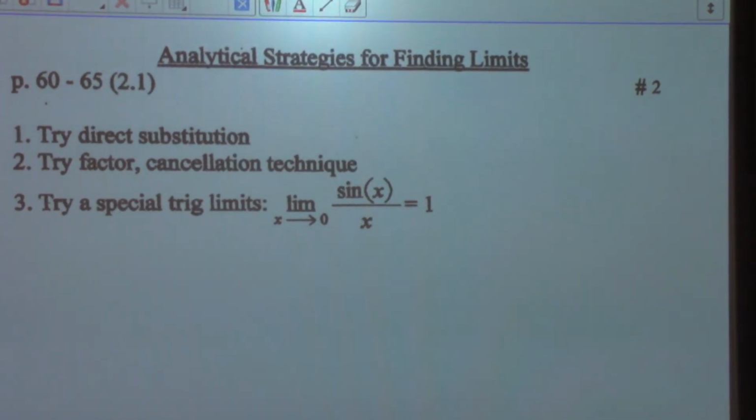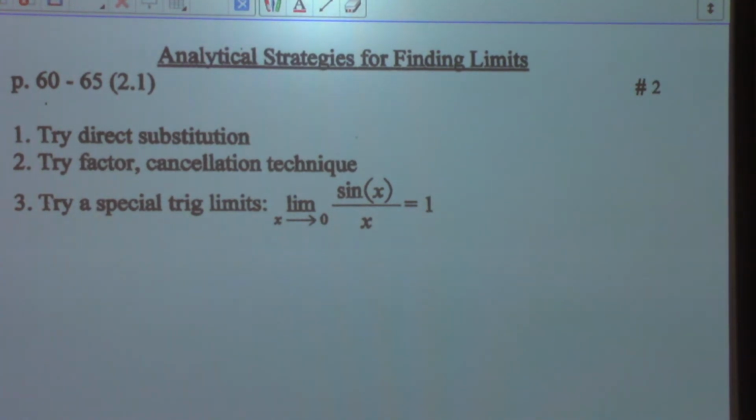Right, today we're going to be going over note card 2, which is analytical strategies for finding limits. And the three things we're going to be looking at are direct substitution, trying first to plug in, and then we're going to try to factor using the cancellation technique. And then number 3 is one thing you're going to have to remember. It's a special trig limit. And it's this one right here.